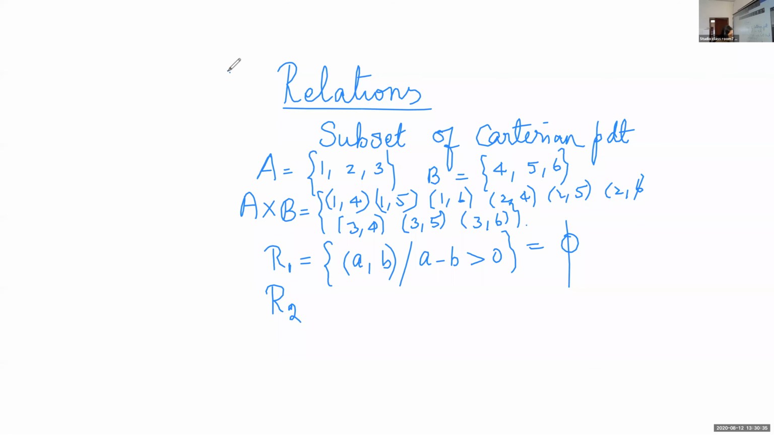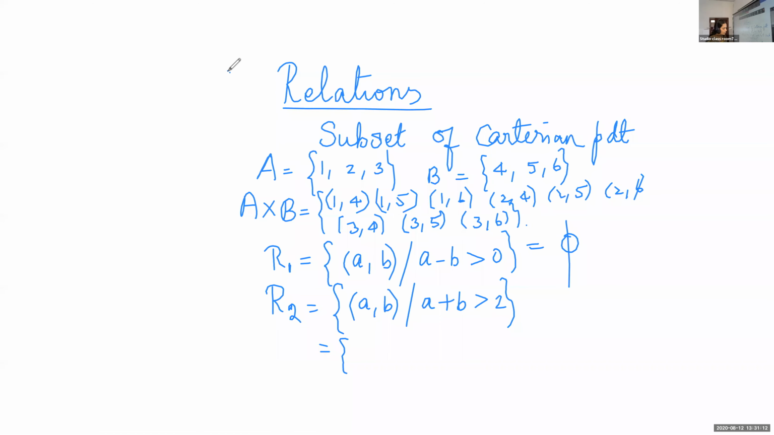Okay, now I am defining the next relation. R2 is the set of all ordered pairs (a, b), where a plus b is greater than 2. Now read the relation R2. What's the relation given here? It is the set of all ordered pairs (a, b), where a plus b is greater than 2. So can you tell me which all the elements you will get in R2?